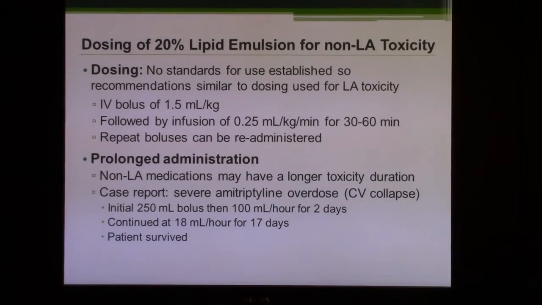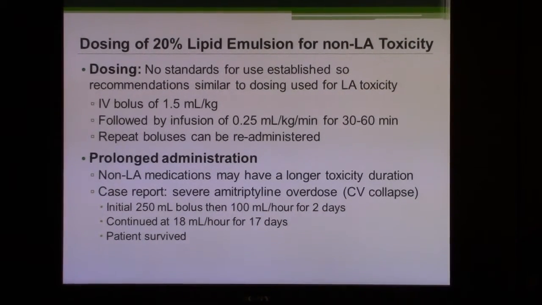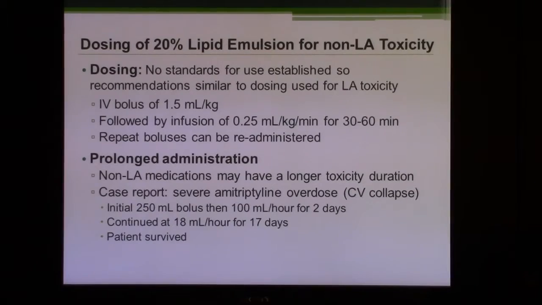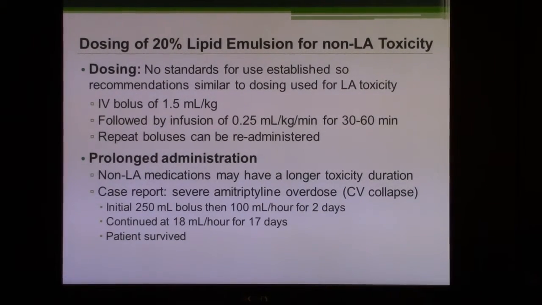And so for dosing in non-local anesthetic toxicity, there are no standards that have been established, and the recommendations are similar to the dosing used in local anesthetic toxicity. As I listed there again, this is doing the IV bolus initially, followed by the infusion, and then repeat boluses if necessary. There have been some case reports of prolonged administration, and a potential use of this is because non-local anesthetic medications may have a longer duration of toxicity.